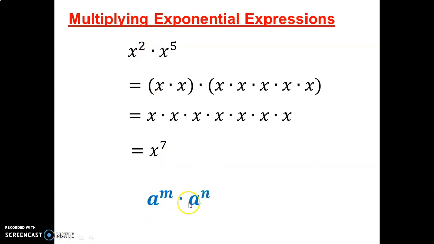So we can draw our main rule about multiplication from that. What happens when you have two same bases with exponents and you multiply them? What does that equal? From here we can see when you multiply those, you add the exponents to get the new number. Don't multiply those, you add them. So adding is the rule there.